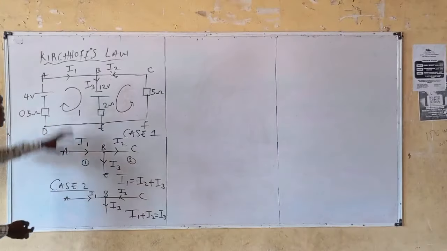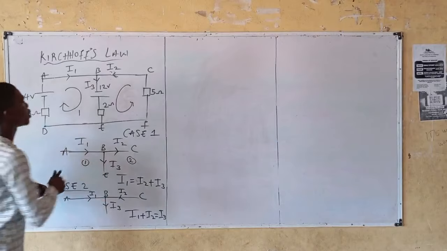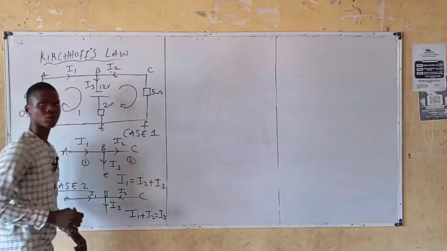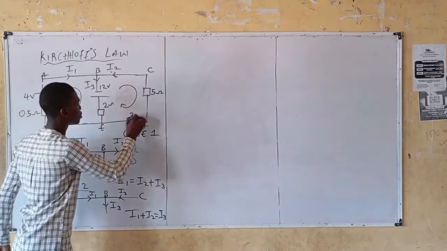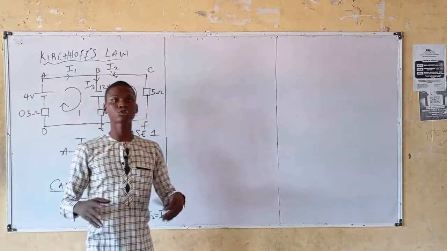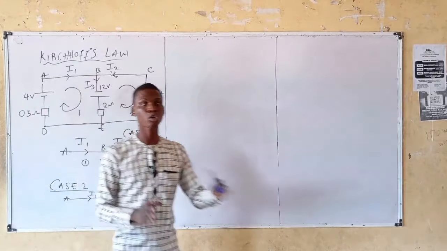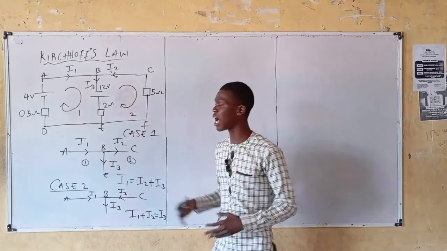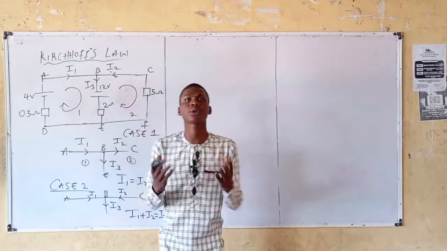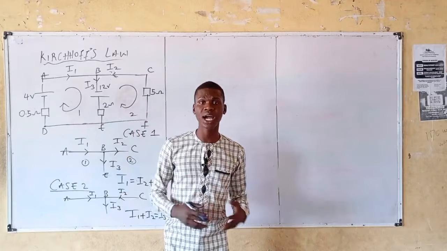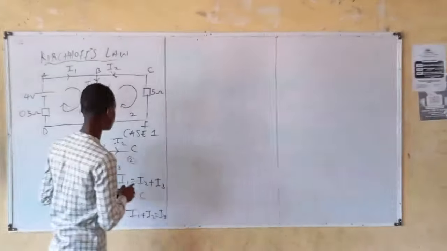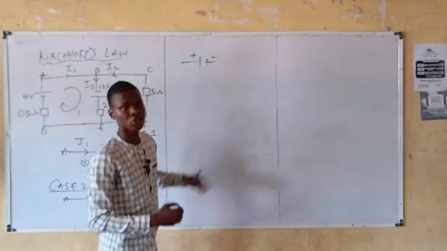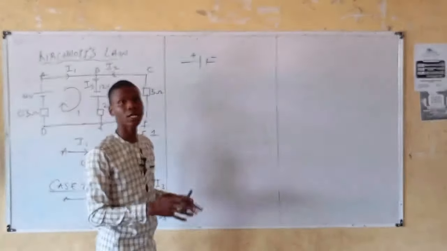Meaning, we are saying that loop 1 is clockwise direction, while loop 2 is also clockwise direction. Okay, this is loop 2. And one thing I want us to know as well, when it comes to clockwise direction and anti-clockwise direction, your batteries have polarity. When I say polarity, I mean the positive terminal and negative terminal. Let's see this. The positive terminal is the longest side, while the short side is the negative terminal.